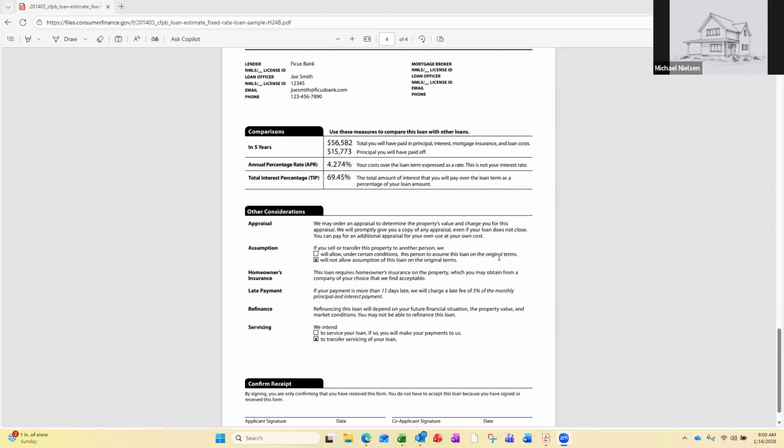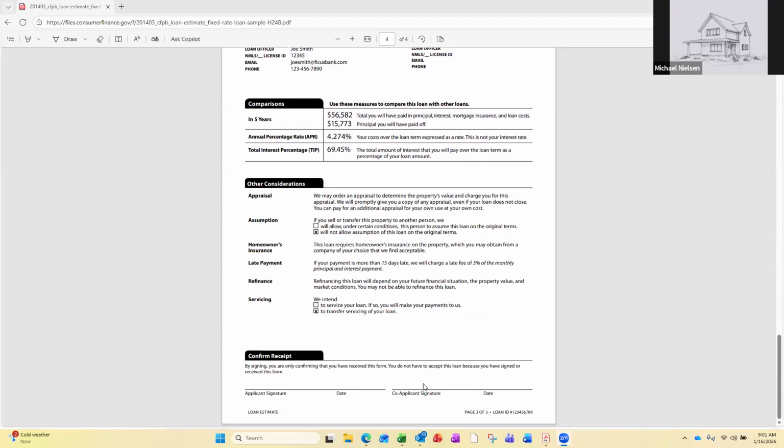And then it just does some more detailed math, right? What are you paying in the first 5 years? What's your APR, total interest as a percentage over the life of the loan, right? So that shows you what your real interest rate is if you pay for the whole 30 years. And then the lender's information, any more details here, it's assumable, like what the appraisal's about, homeowners insurance, late payments, refinance, servicing, what the intentions are, and then just confirming receipt, right?